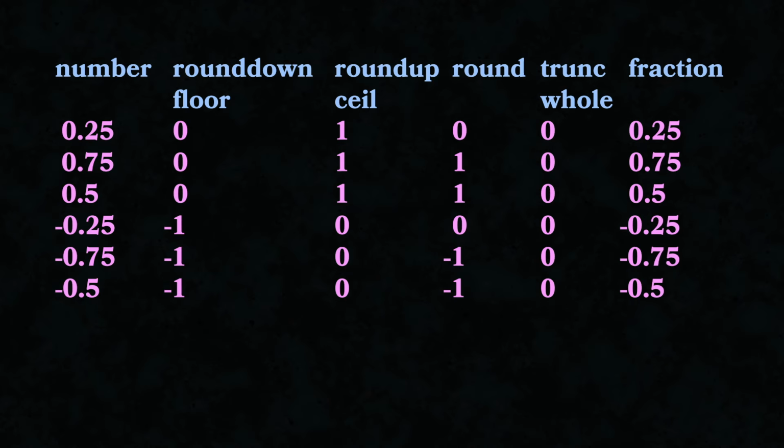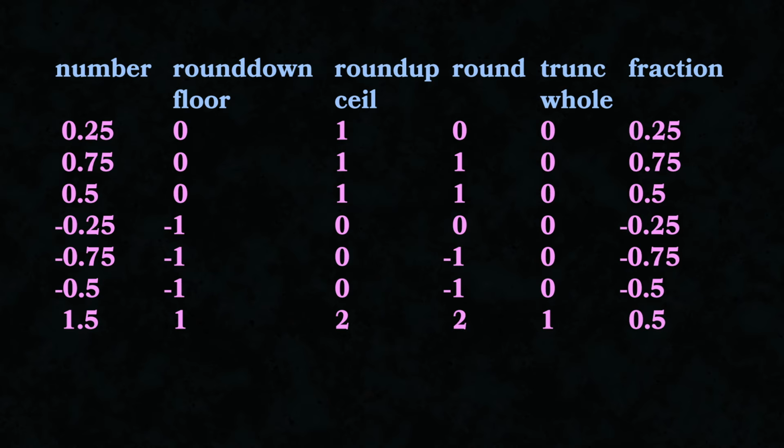Okay, and then negative 0.5, rounded down is -1, rounded up is 0, and rounded off is -1. So they round it down in this case. The other one at positive 0.5, they round it up. At negative 0.5, they're rounding down. Truncated is 0. And then the fractional part is negative 0.5.